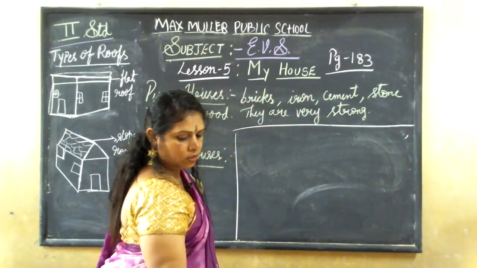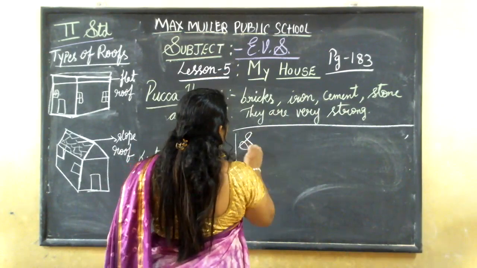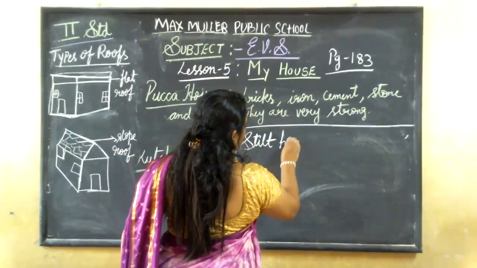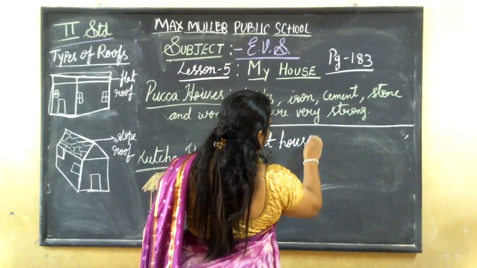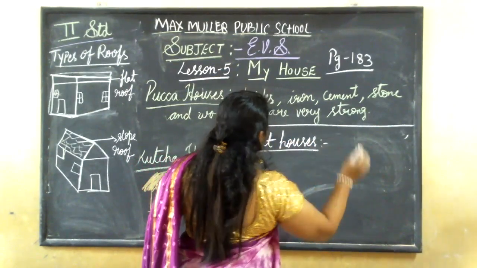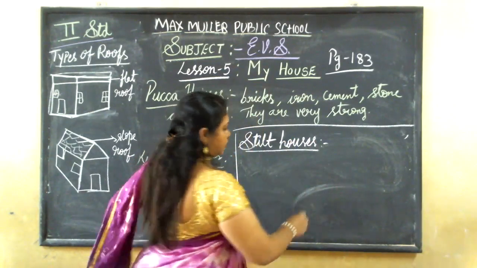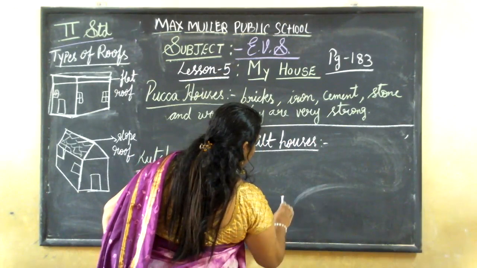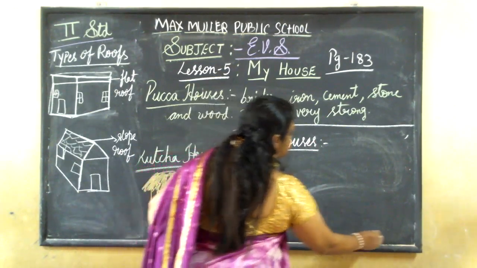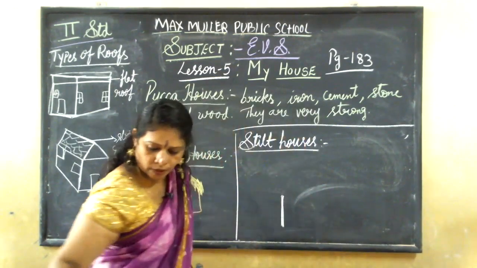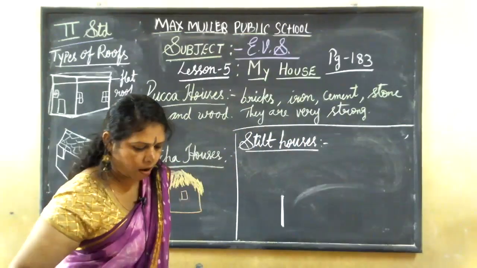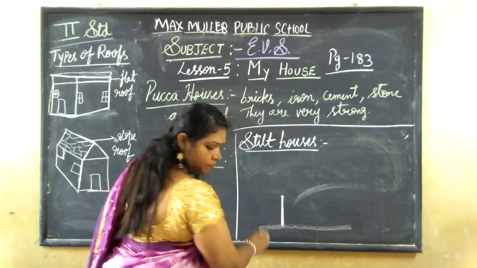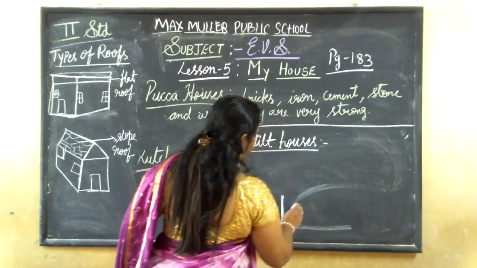Next is stilt houses. Stilt houses, they are constructed like this. How do they construct? These are the wooden poles. So this is the ground.